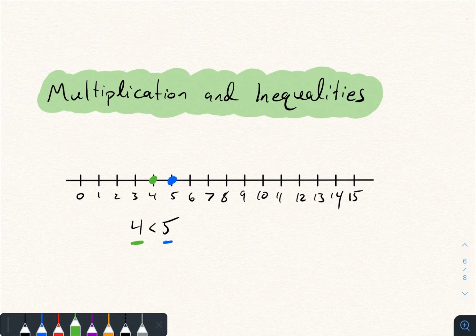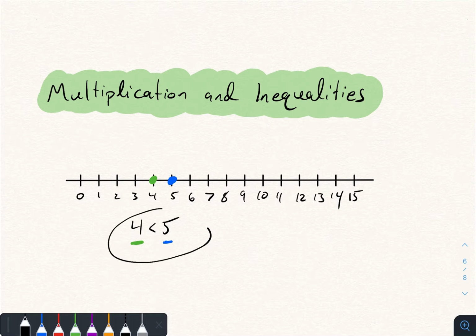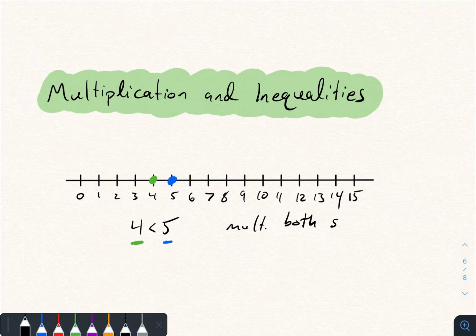All right, so what happens when I take this inequality right here and I multiply both sides of the inequality? Let's say that we're multiplying both sides by 3. So let's multiply both sides by 3.